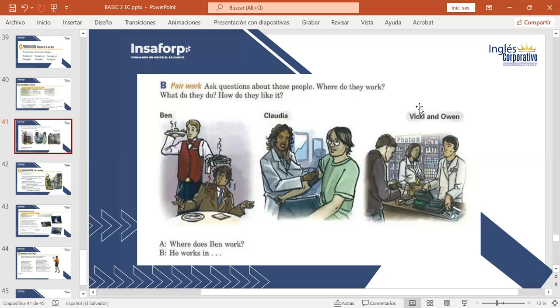Álvaro, yes. I have a question for you. Where do Vicky and Owen work? Where do Vicky and Owen work? They work at Kodak. Can be. You can say photos there, right? Can be a pharmacy too, or can be a drugstore. A drugstore can be a pharmacy. A photo lab can be a photo lab too. Like you say, they work in a photo lab, they work in a pharmacy. Okay. Let's continue.